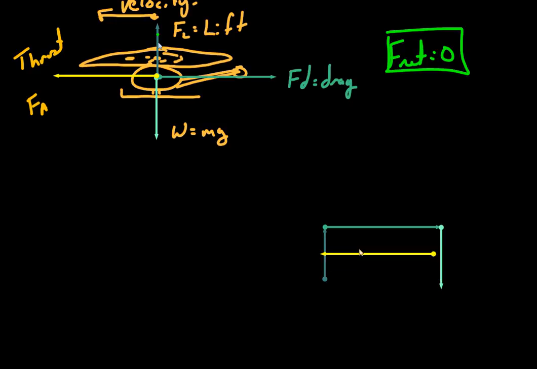And as long as we add them tip to tail, it doesn't matter how we add them, right? Put them any which way we want. I think it's just easiest to see them like this. The F net is 0. So now the next question is, there's no acceleration right now. Let's say we want the helicopter to go faster. How would we have to go about doing that? What would we do to make the helicopter go faster?